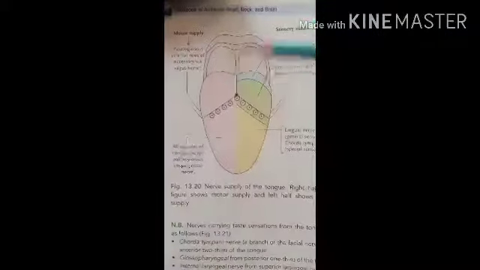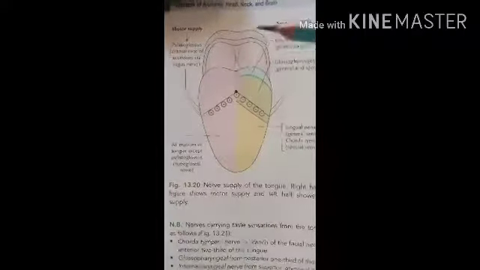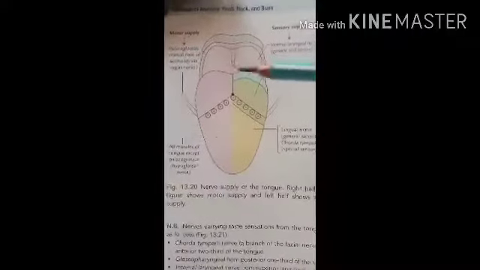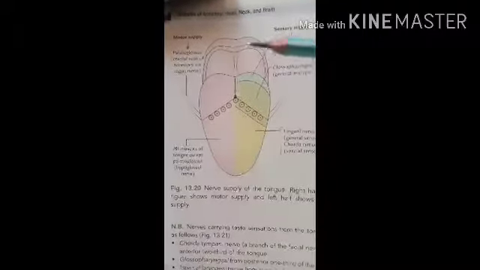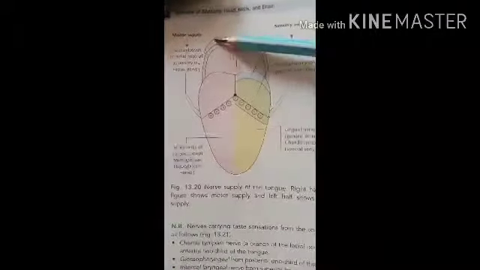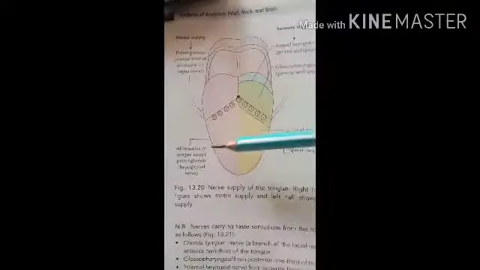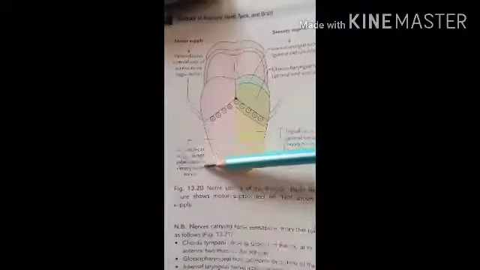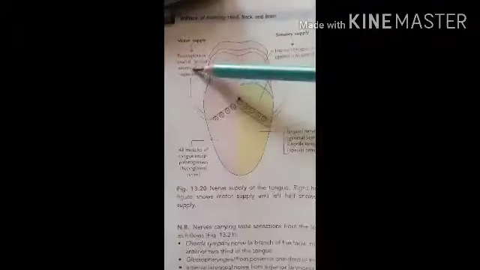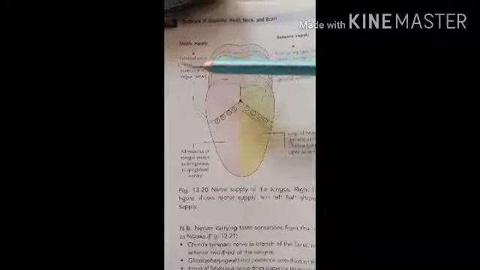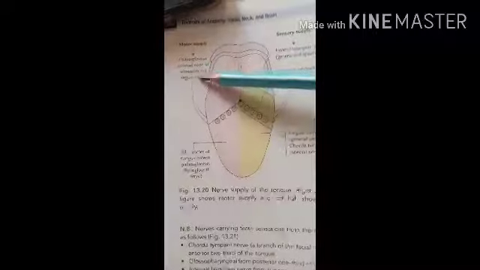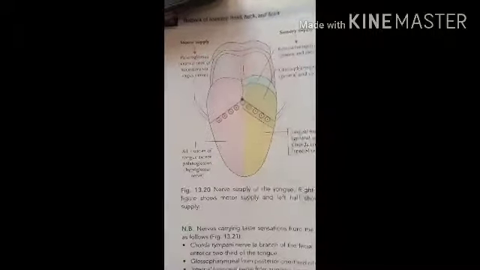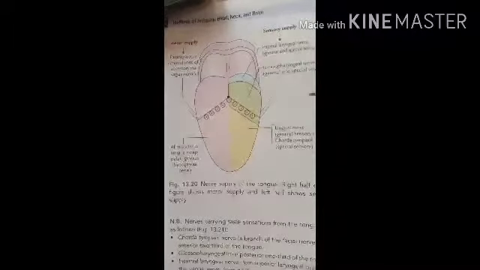The nerve supply of the tongue. First, the motor nerves. All the extrinsic and the intrinsic muscles of the tongue, except the palatoglossus, are supplied by the hypoglossal nerve. The palatoglossus is supplied by the accessory nerve through the pharyngeal plexus.